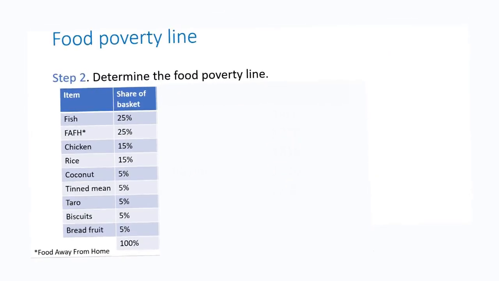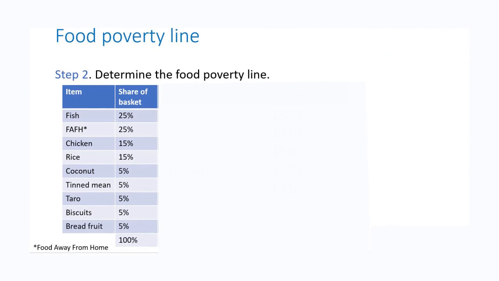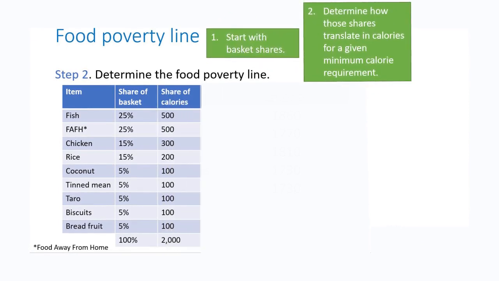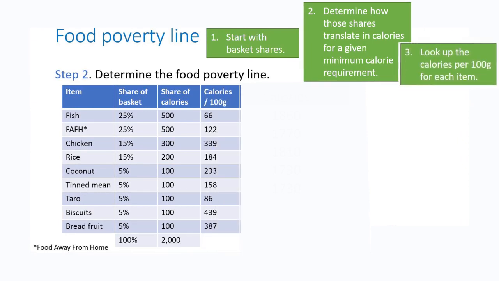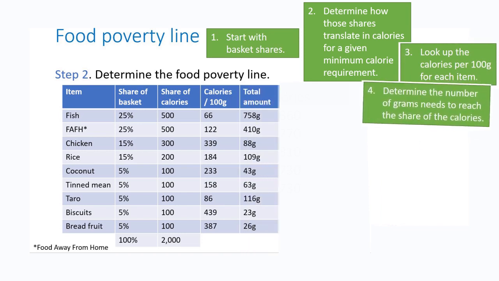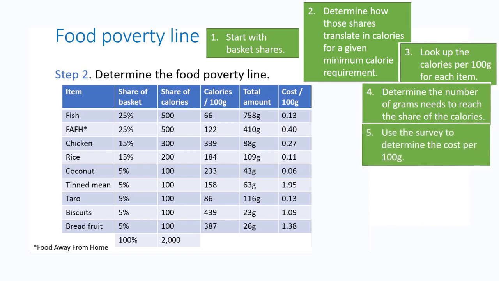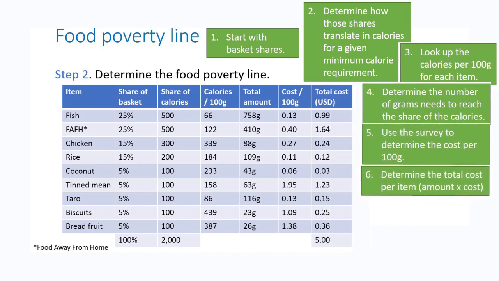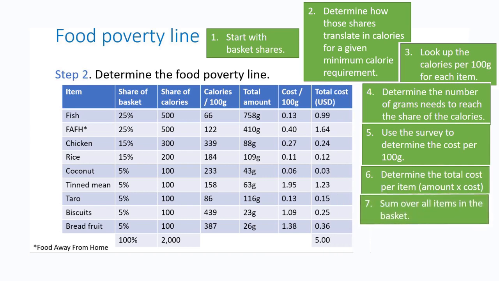The food poverty line. Here are the steps in calculating the food poverty line. Start with the basket shares. Determine how those basket shares translate into calories for a given minimum calorie requirement. Look up the calories per 100 grams of each item. Determine the number of grams needed to reach the shares of the calories. Use a survey to determine the cost per 100 grams. Determine the total cost per item, cost times amount, and sum over all items in the basket.